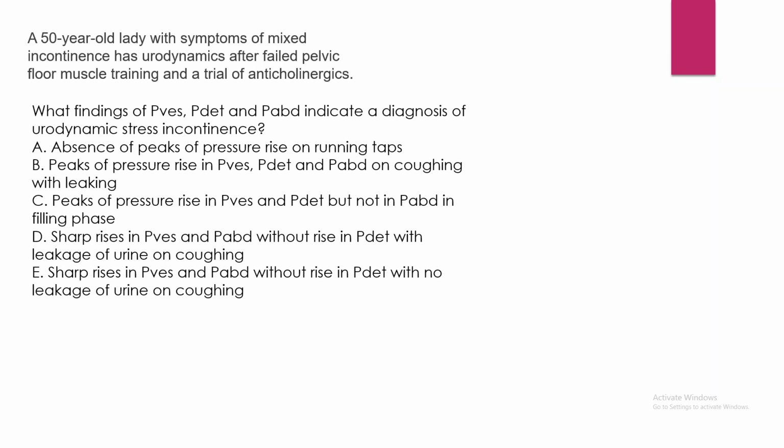E, ma'am. There will be a rise in vesical pressure and abdominal pressure without detrusor pressure rise, but associated with leak. So it is D, not E. Answer is D.